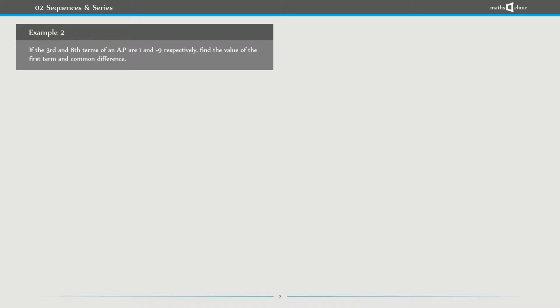In the first example we were given the first term and common difference and asked to find a term in the arithmetic progression. In this case we've been given two terms and we've been asked to find the first term and common difference. Okay, let's jump right into that. The first thing we need to do is identify a formula. We have that Tn equals a plus (n minus 1)d.